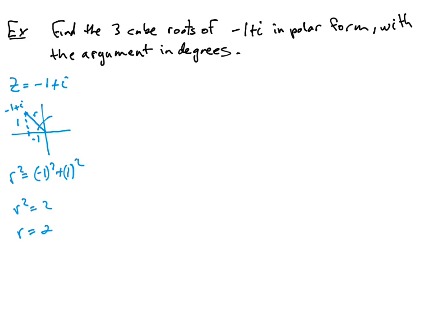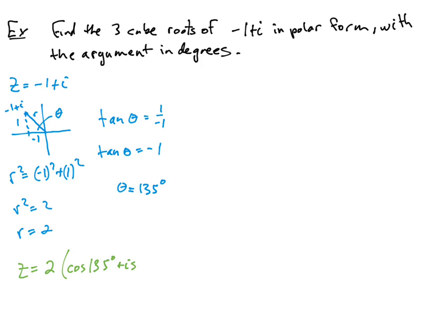Then we need to figure out what that angle theta is. Tangent theta is equal to opposite over adjacent, so tangent theta is equal to -1. Tangent in the second quadrant is equal to -1 at 135 degrees, so theta is equal to 135 degrees. So this complex number z in polar form is going to be square root of 2 times cosine 135 degrees plus i sine 135 degrees. All right, so we've converted this number into polar form. Now we need to find the 3 cube roots.